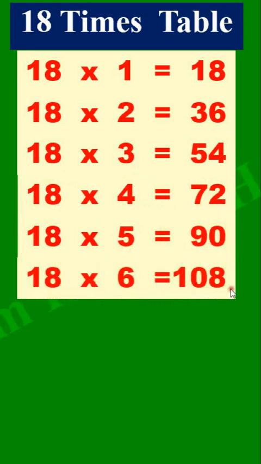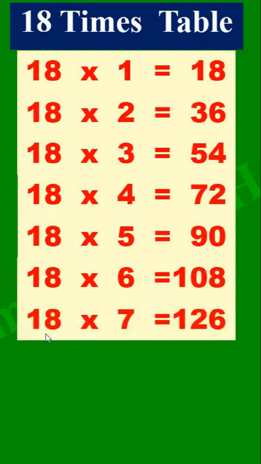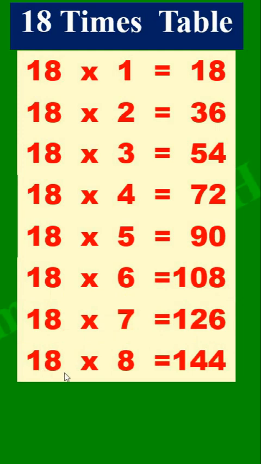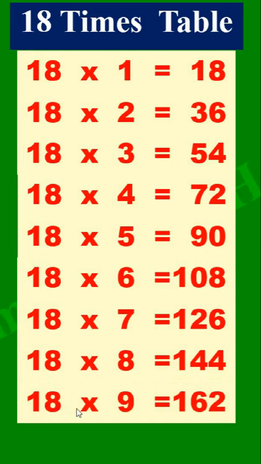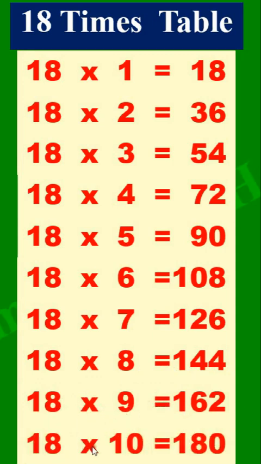18 times 6 is equal to 108. 18 times 7 is equal to 126. 18 times 8 is equal to 144. 18 times 9 is equal to 162. 18 times 10 is equal to 180.